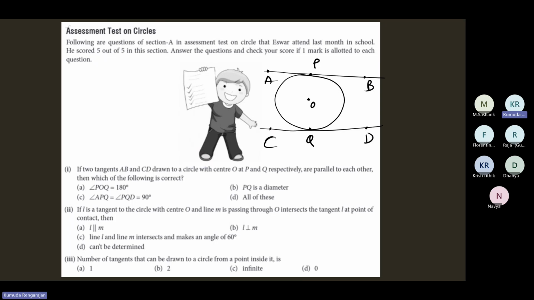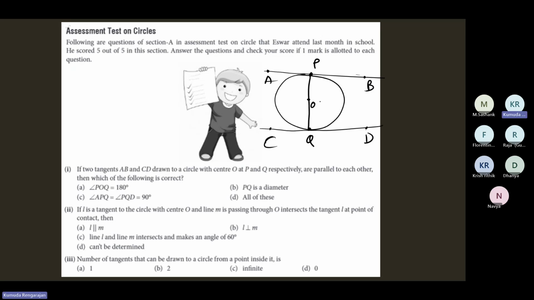If you draw two tangents to a circle which are parallel to one another, then these two parallel tangents will be at the ends of a diameter. That is, if you join their points of contact, it will pass through the center. AB is a tangent to the circle at P, CD is another tangent at Q, and it's given that AB is parallel to CD. So if you join PQ, it will pass through the center, and PQ is the diameter of the circle.